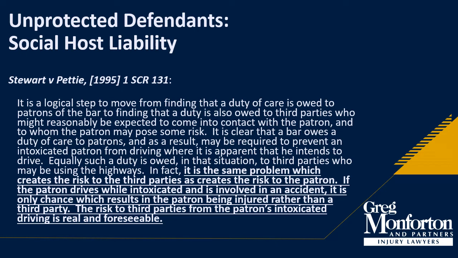Basically, what the injured plaintiff is required to prove is that there was a foreseeable risk that the individual would be injured, and that foreseeable risk placed an onus on the tavern to take positive steps. There's a two-step test. Number one, is the tavern required to take positive steps? And number two, if so, are the steps taken sufficient to discharge the onus placed on the tavern?